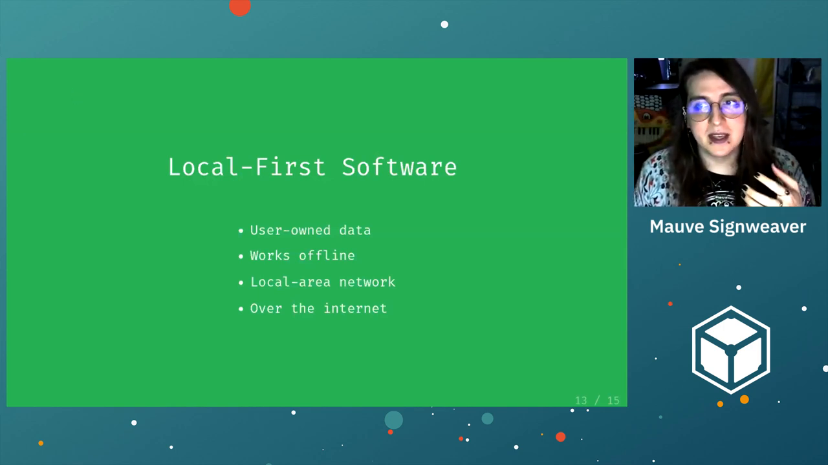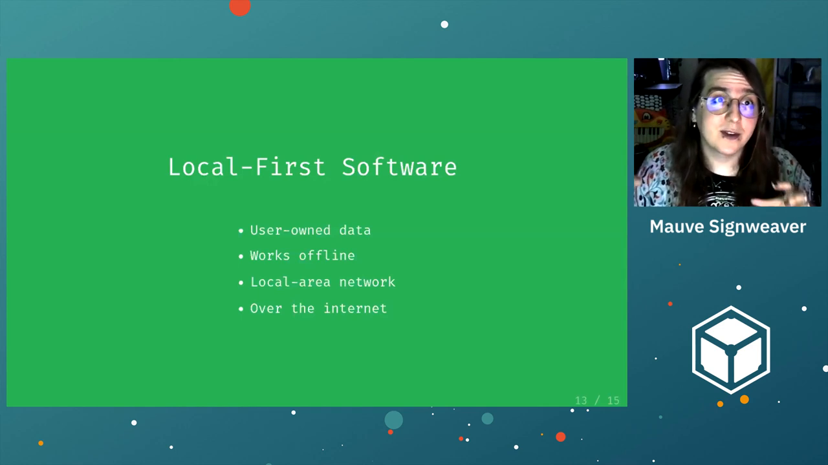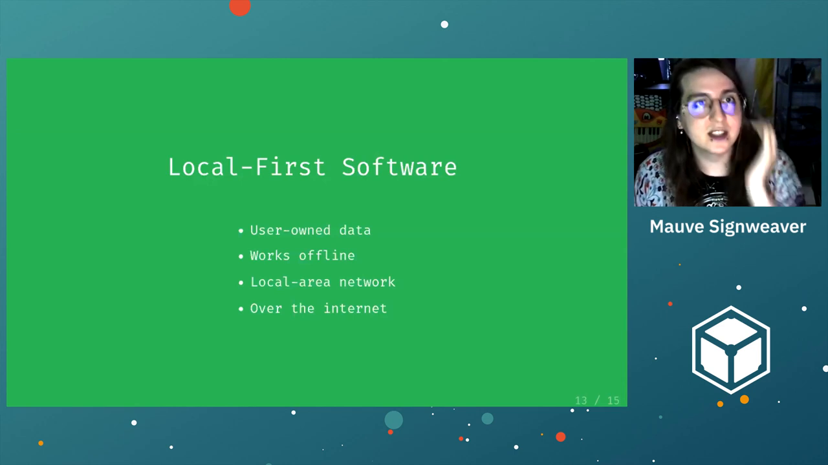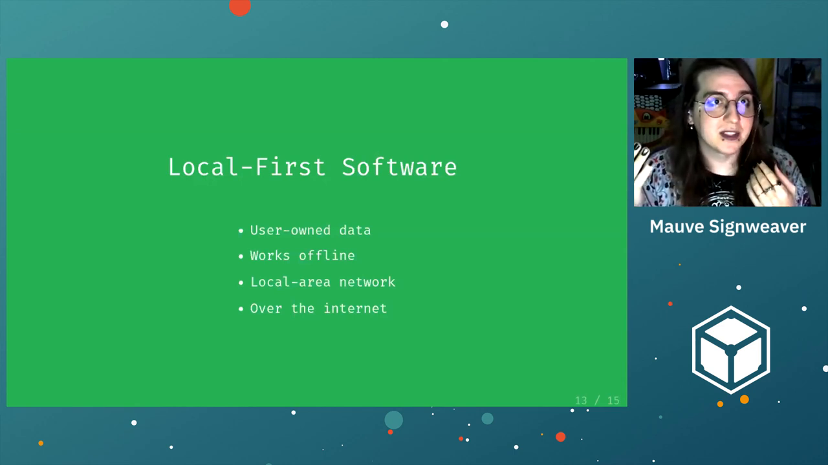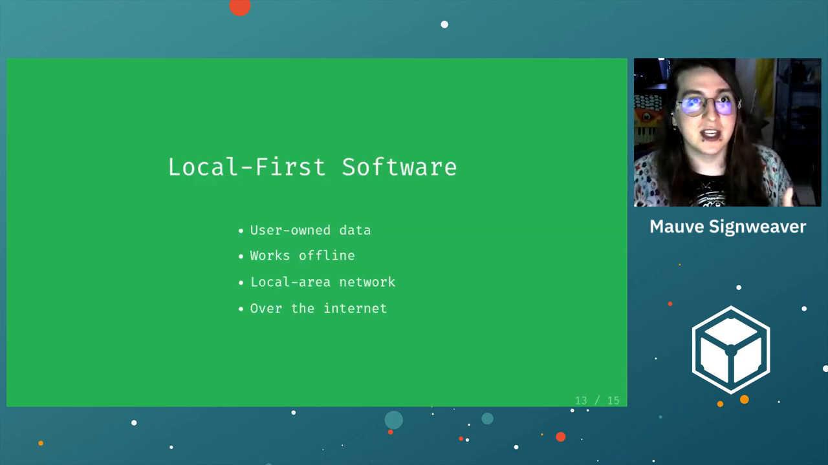Similarly, it's software that can work on a local area network. So say we don't have access to the internet, but we're on the same Wi-Fi access point. We should be able to still exchange data because we're right there. We should use our networks.